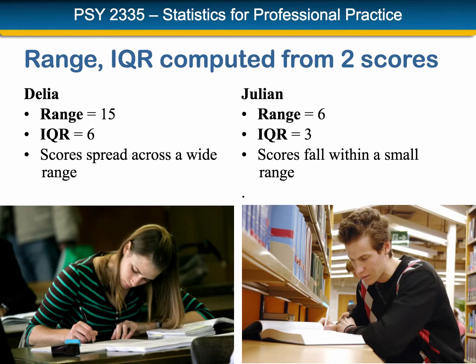more uniform, good performance. Julian, on the other hand, had a pretty stable range of scores, with only 6 points from his highest to his lowest, and the interquartile range only 3 points wide. So Julian needs to work on something that will boost his consistent performance to a higher level. But we don't have any measure that used all of the scores. Each of these were computed from just 2 scores.